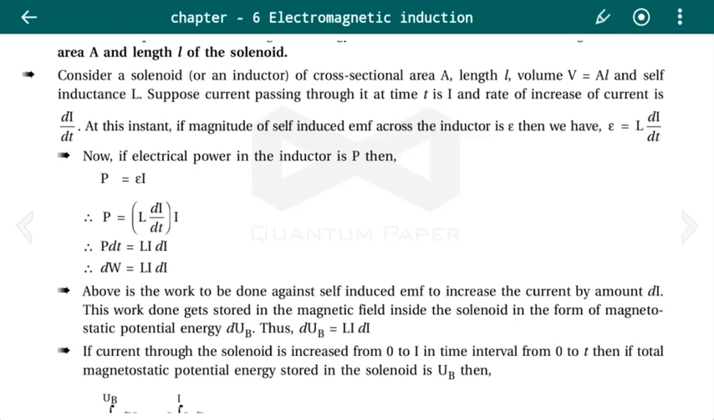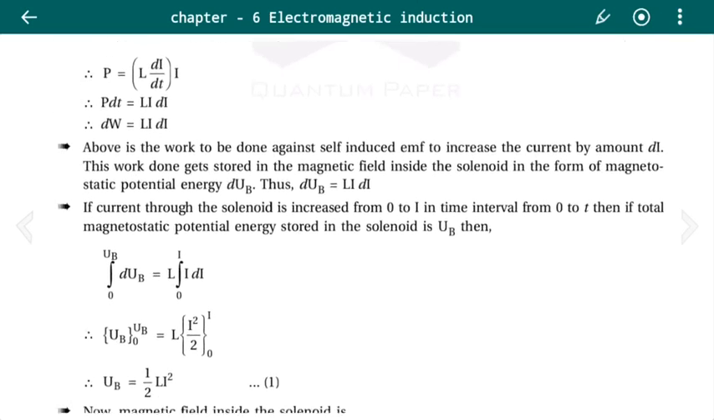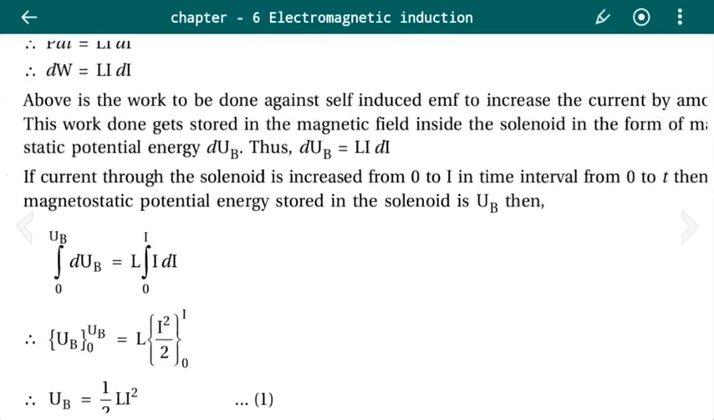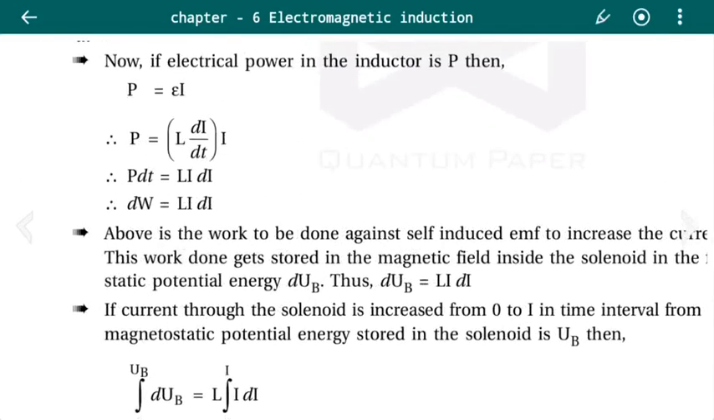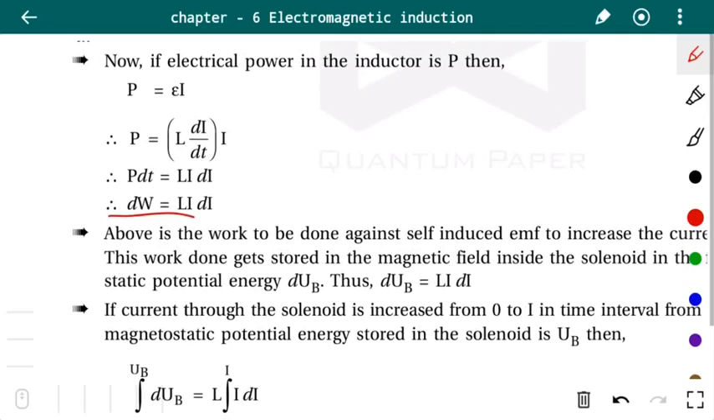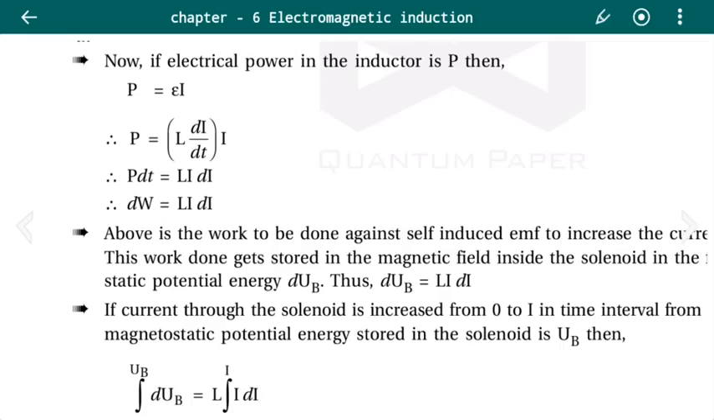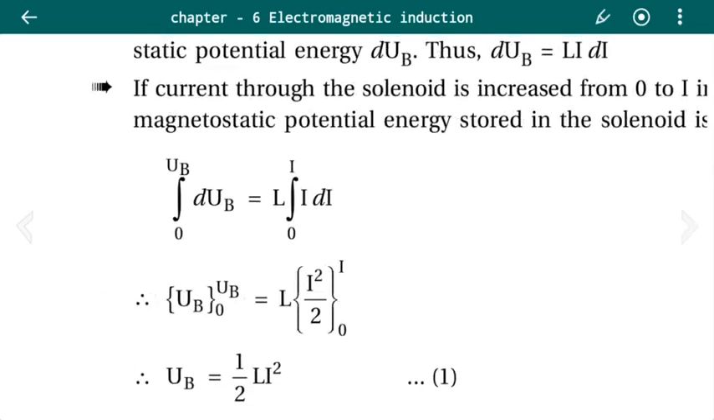This work done gets stored in the magnetic field inside the solenoid in the form of magnetostatic potential energy. So the work done is stored in the form of the potential energy dUB. Thus, replacing this work done with dUB, we get dUB equals Li di. Now, to get the total potential energy, we need to integrate the terms on both the sides. That is, integration from 0 to UB, dUB equals integration from 0 to I, Li di.